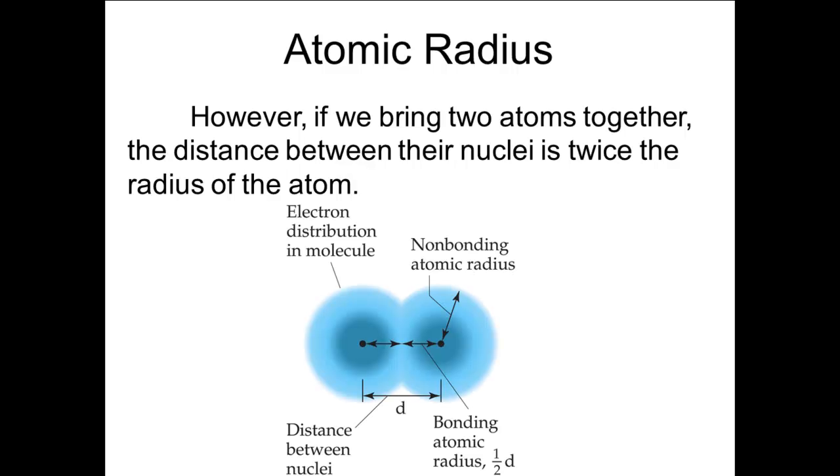On this diagram, we can see how this works. We measure the distance d and divide by 2. You can see that the diagram calls this the bonding atomic radius, which hints at some potential differences if atoms are not bonded, whatever that means. This bonding atomic radius is what we call the atomic radius.